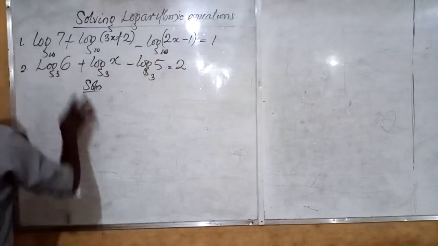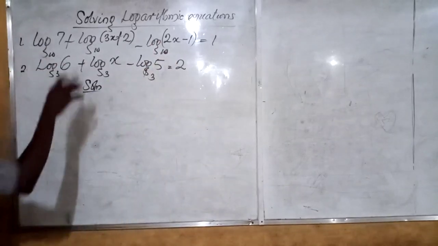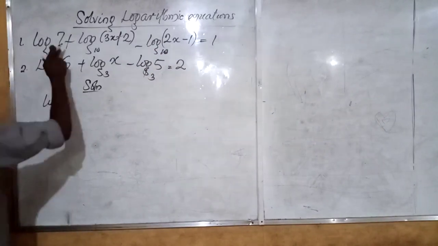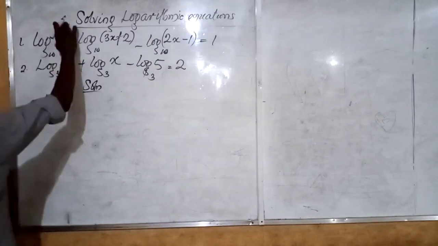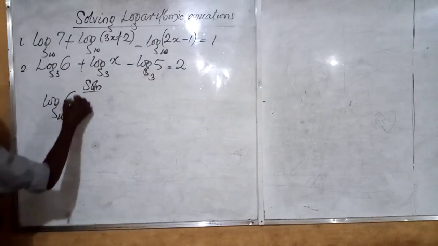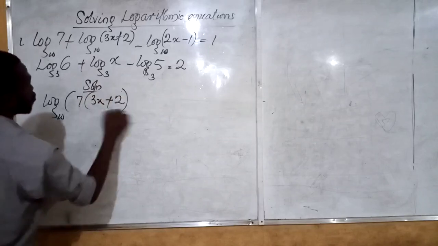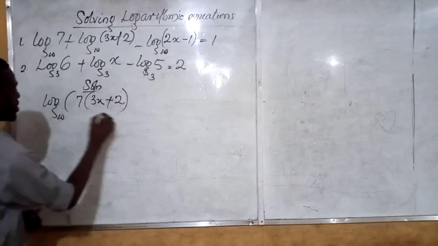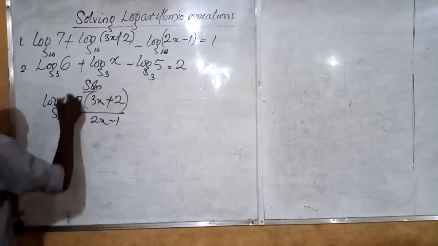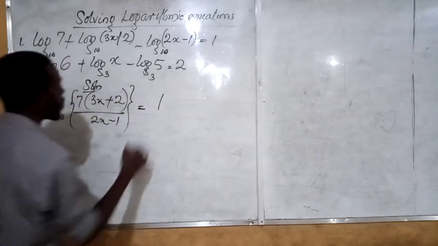Very simply, since they are in equal bases, you can collect all the logs together. Remember the first rule of logarithm. Since this is addition, it turns to multiplication of these results. So we have log to the base of 10 of 7 into bracket 3x plus 2, then minus, this will be divided by 2x minus 1. So all of this in bracket to the base of 10 is equal to 1.